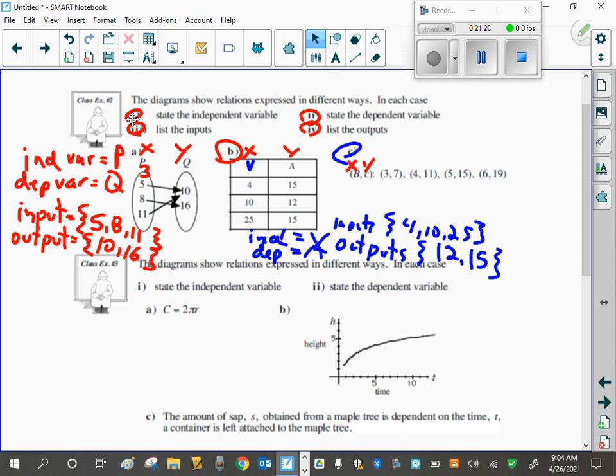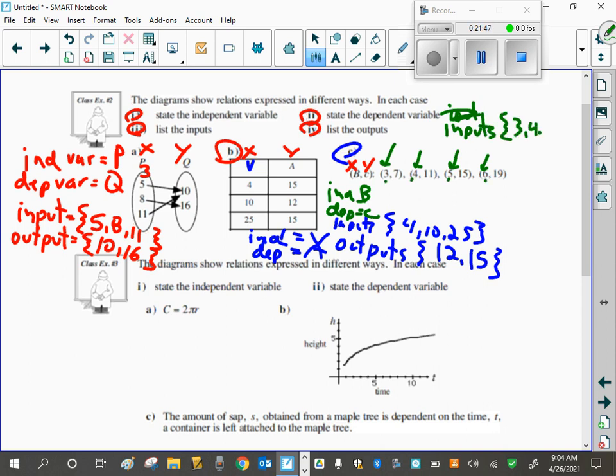Okay, so your X here, your independent is your B, your dependent is your C, and then for your inputs, you just write down all the X's. Okay, so your inputs, sorry, can't spell inputs, are 3, 4, 5, 6. Squiggly lines, the squiggly lines are getting better. And the outputs, 7, 11. Hey, I like this question a lot.